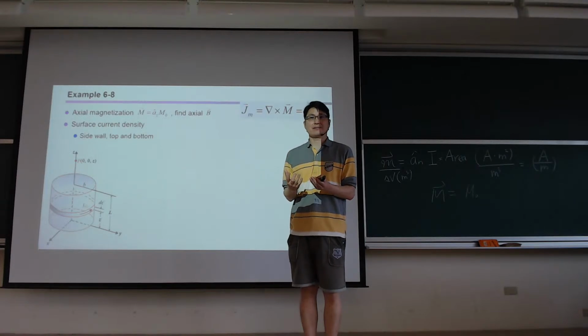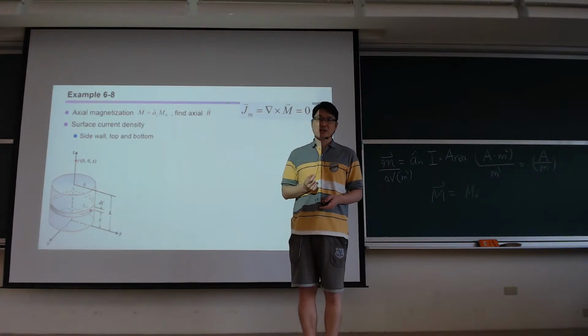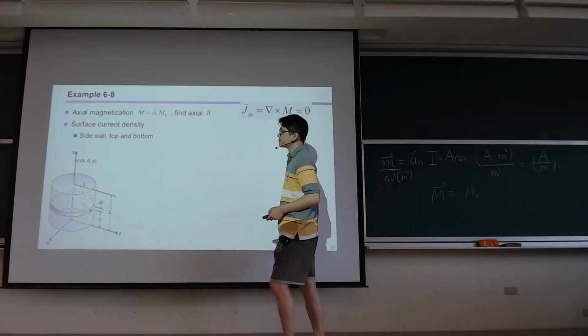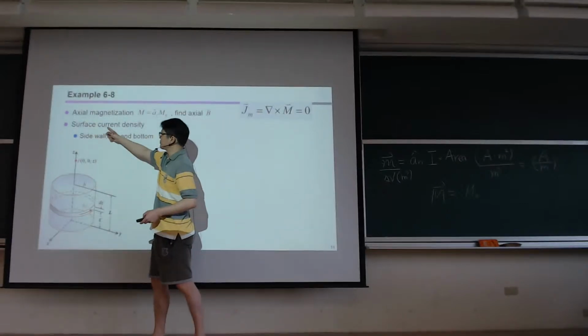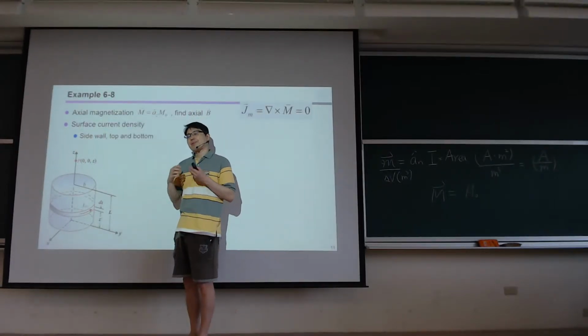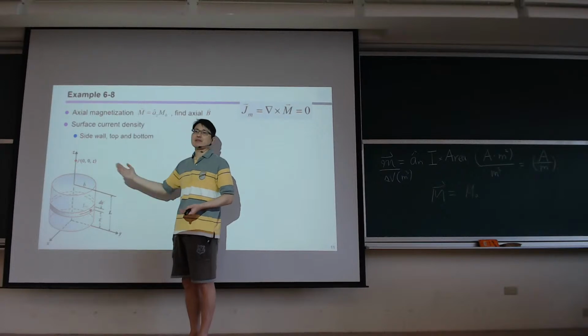current density, right? You don't have the volume current density, and therefore you only have to care about the surface current density. You only have to care about the surface current density. But then the question is, how many surfaces do you have?